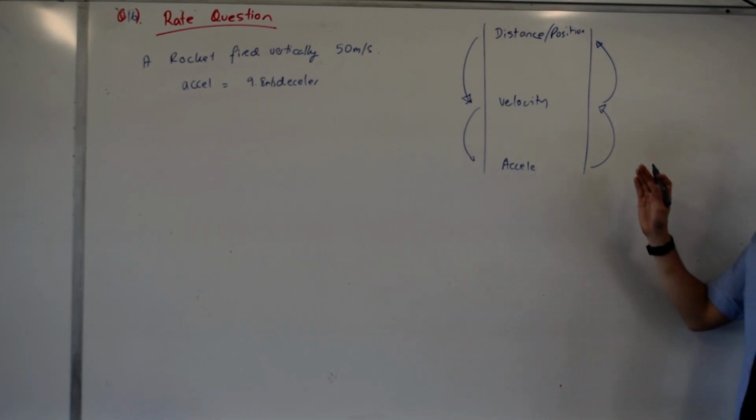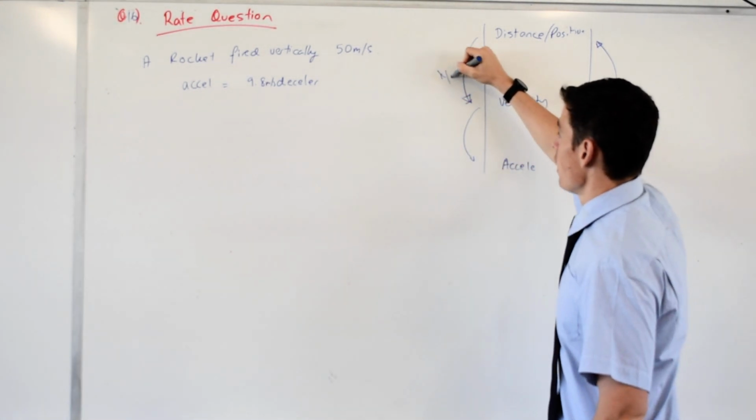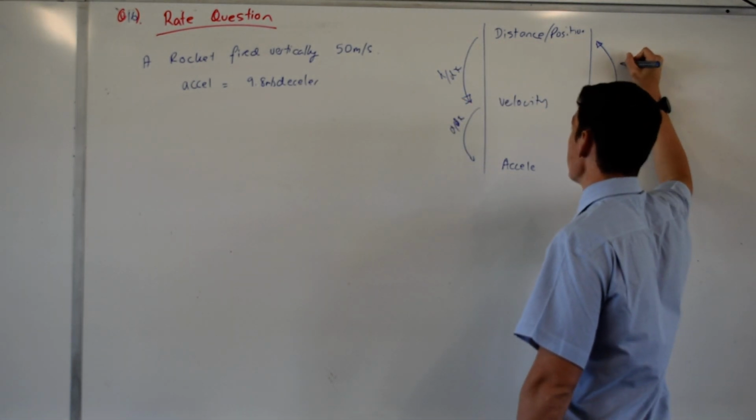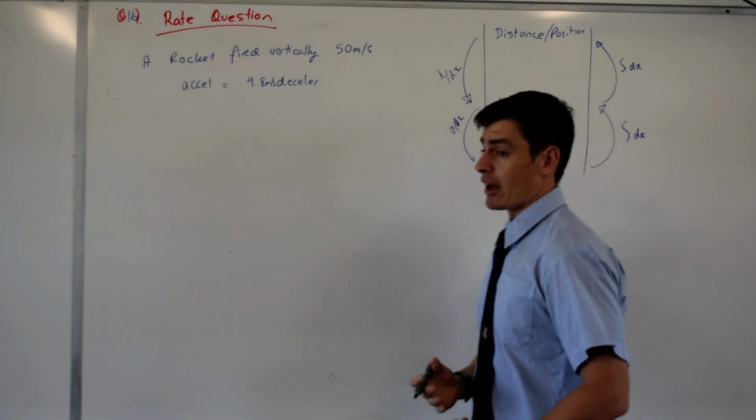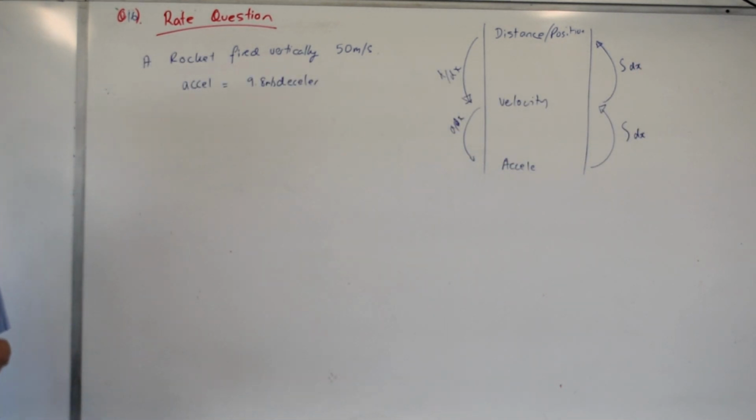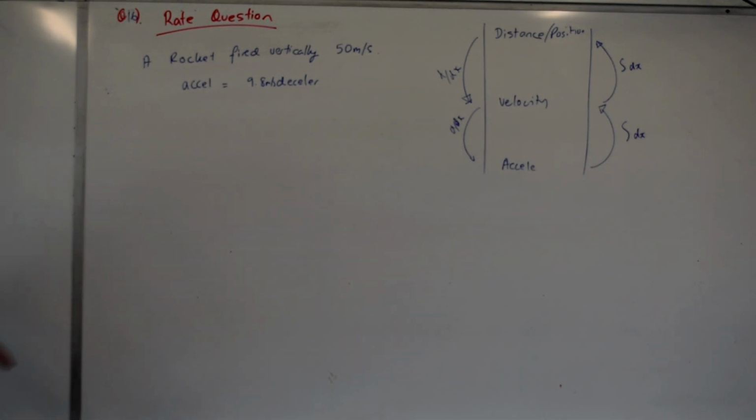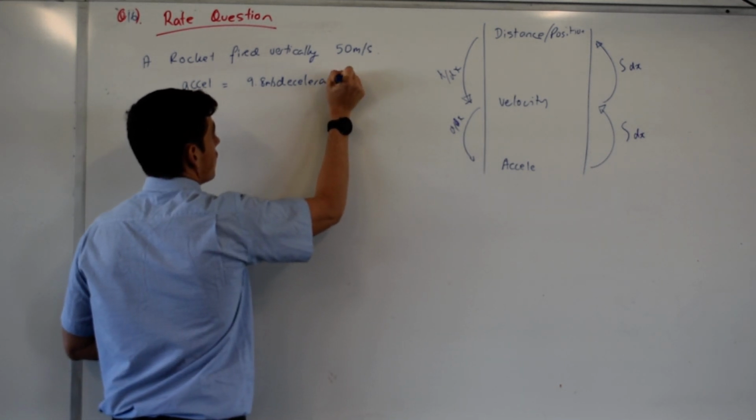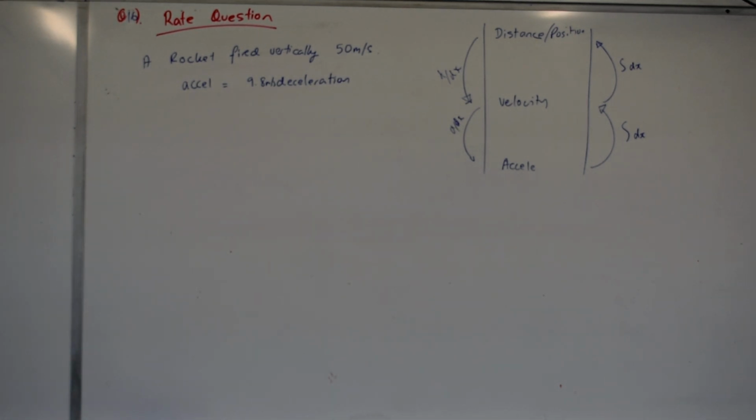So if I'm going down the ladder, what am I doing? Deriving. And if I'm going up the ladder, integrating. So it's always a good idea when you've got a kinematics problem to draw that little ladder up. Remind yourself. 9.8 deceleration. I should have finished it off. Okay? So, always draw that.